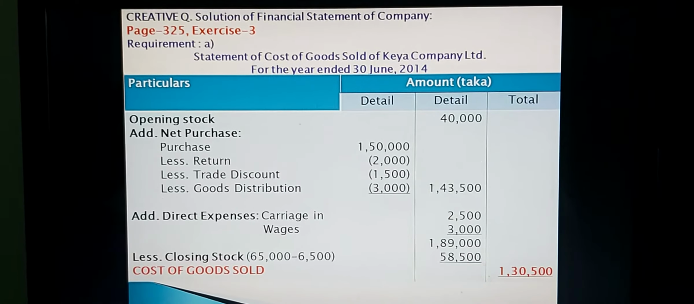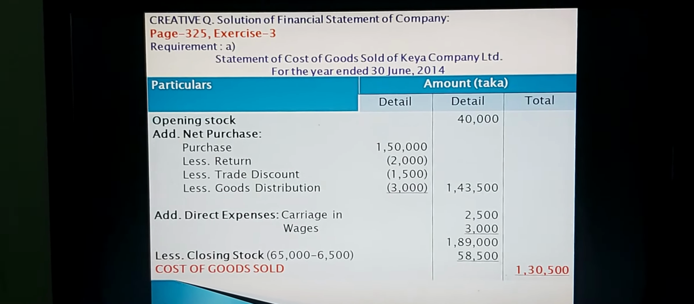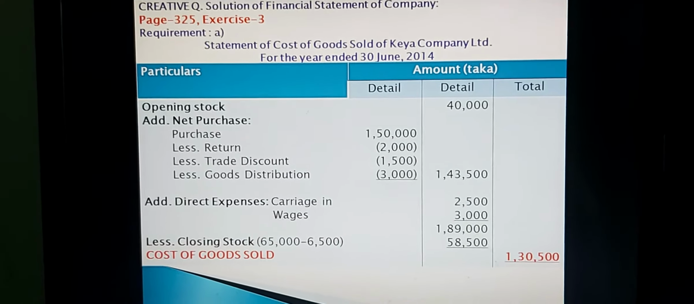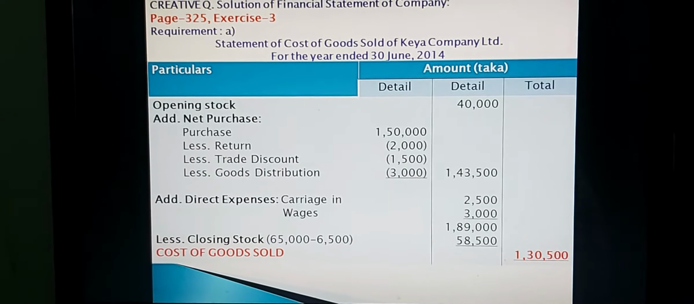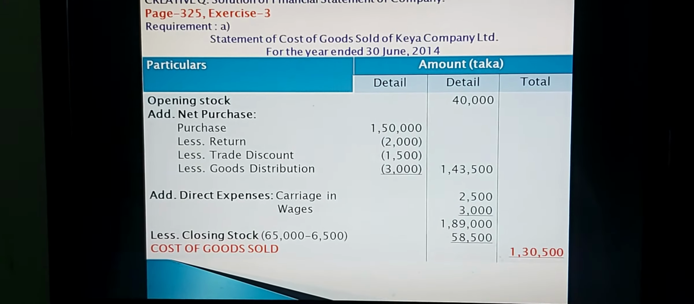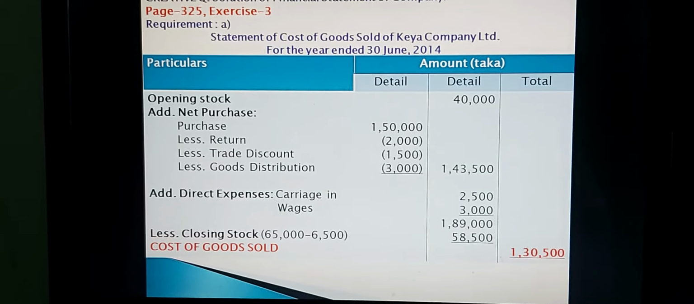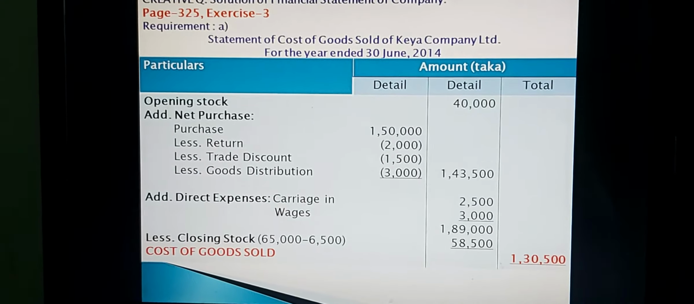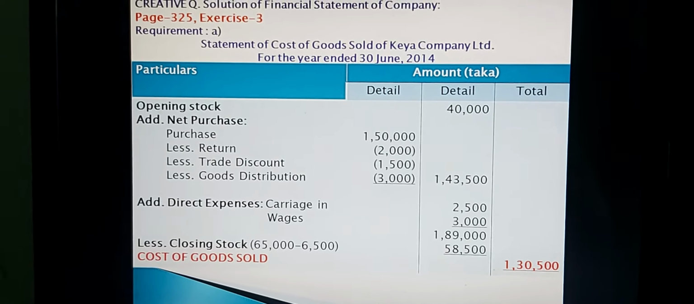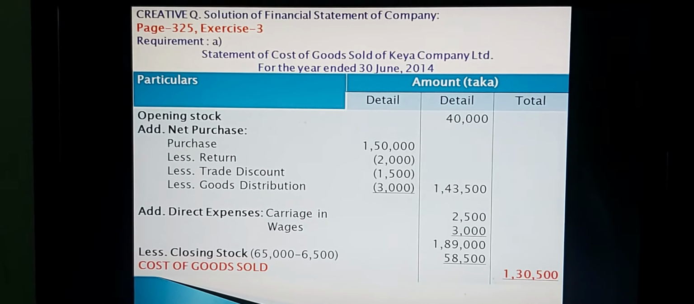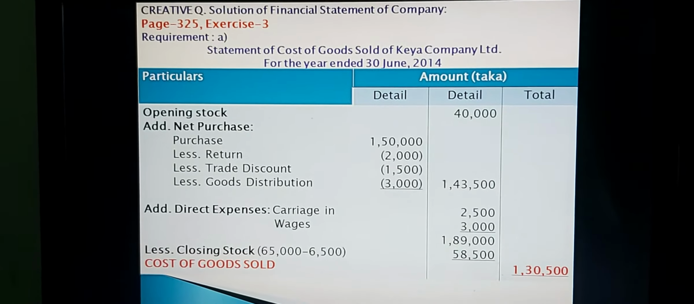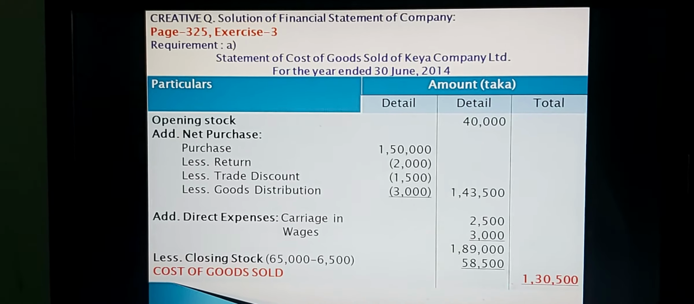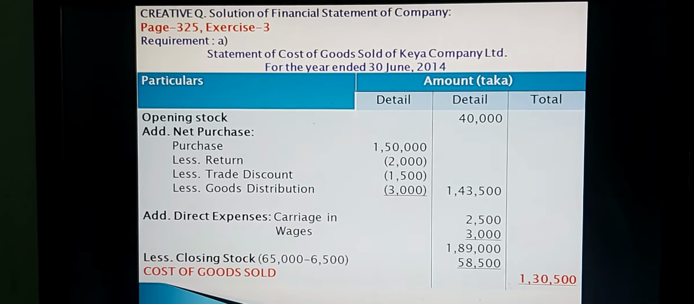Okay, the first one, requirement A, you can see in the slide on the screen. Requirement A, statement of cost of goods sold. Requirement A, determine the amount of cost of goods sold. Okay, how to determine it at this level or SSC level? Every time you solve cost of goods sold, totally 4 steps or 4 heads are included.